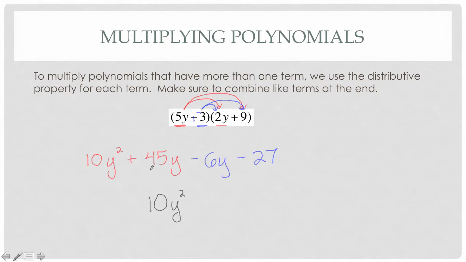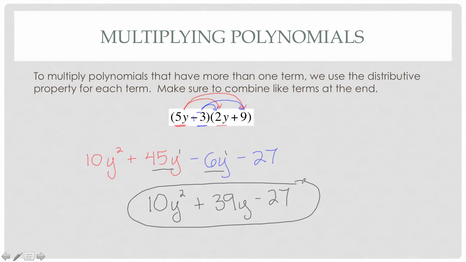But I do have two terms that have one power of y. So 45y minus 6y, I can combine those. They both have y to the first power. So 45 minus 6 gives me 39. So that's plus 39y. And my constant at the very end is minus 27. Hey, there we are. We multiplied those two binomials together. We ended up with a trinomial, a second degree trinomial. So if you're multiplying, again, it's the distributive property, making sure everything gets multiplied by each term.